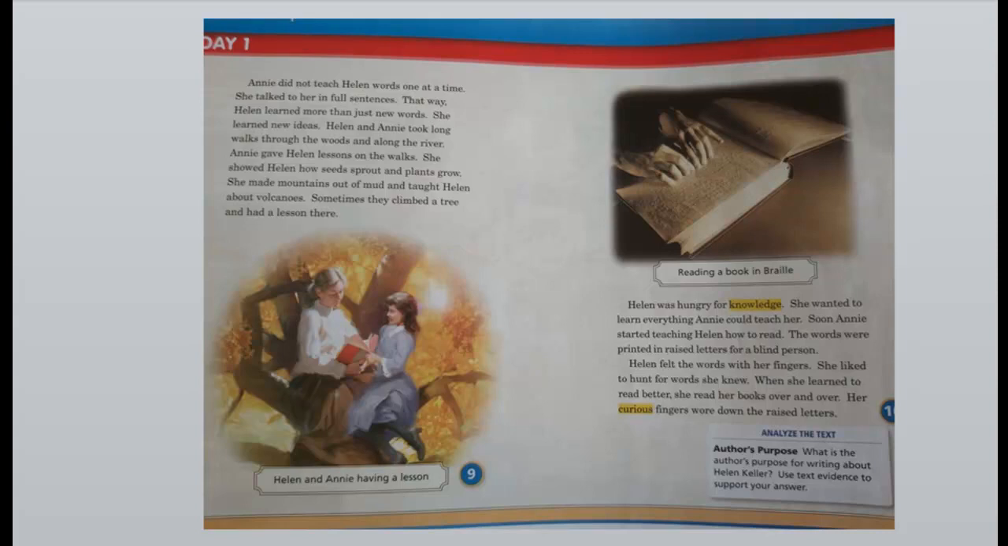When she learned to read better, she read her books over and over. Her curious fingers wore down the raised letters. So she kept reading once and twice and thrice and four times, five times, till she actually mastered reading. Okay, now let's go on to the last page.